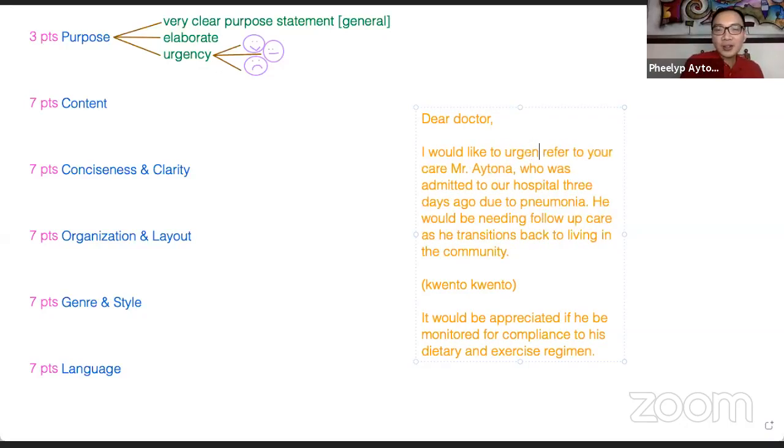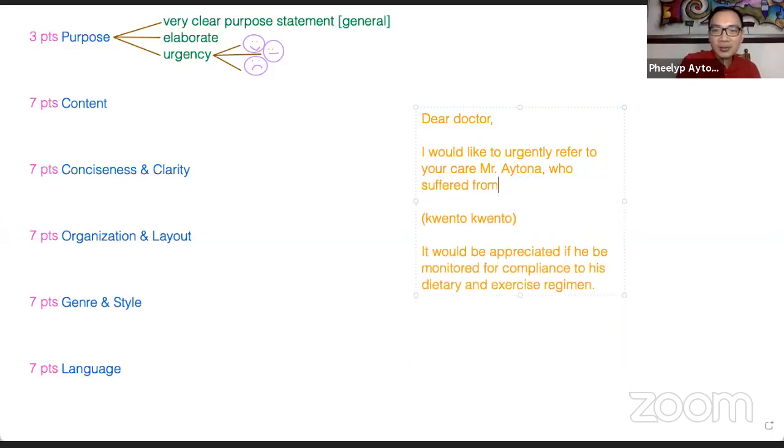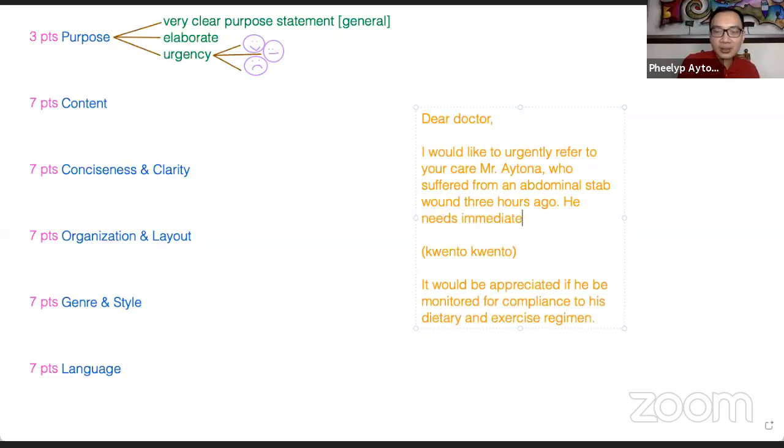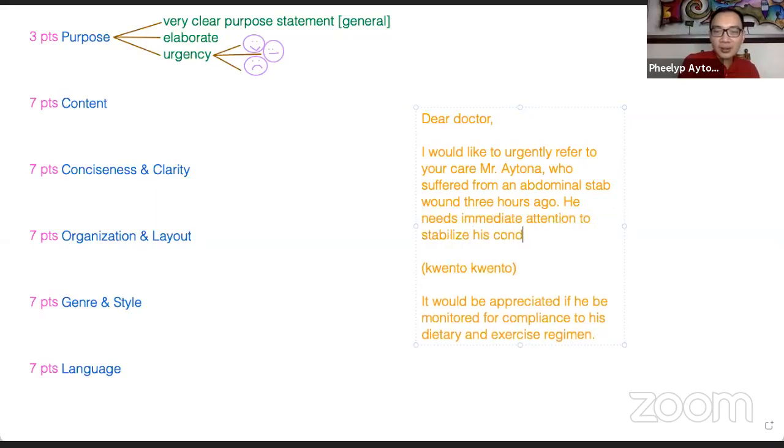I would like to urgently refer to your care Mr. Aytona, who suffered from an abdominal stab wound 3 hours ago. Needs immediate attention to stabilize his condition, or something like that. So there. Ibang-iba yung tono, ibang-iba yung tunog ng urgent versus not urgent. Okay?